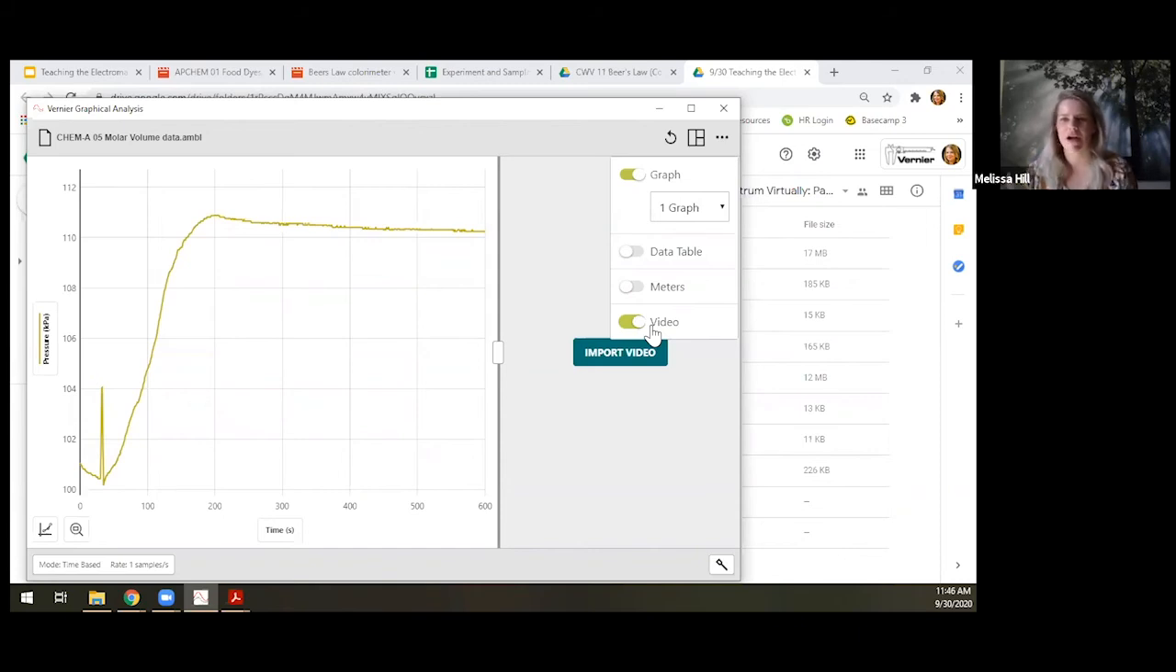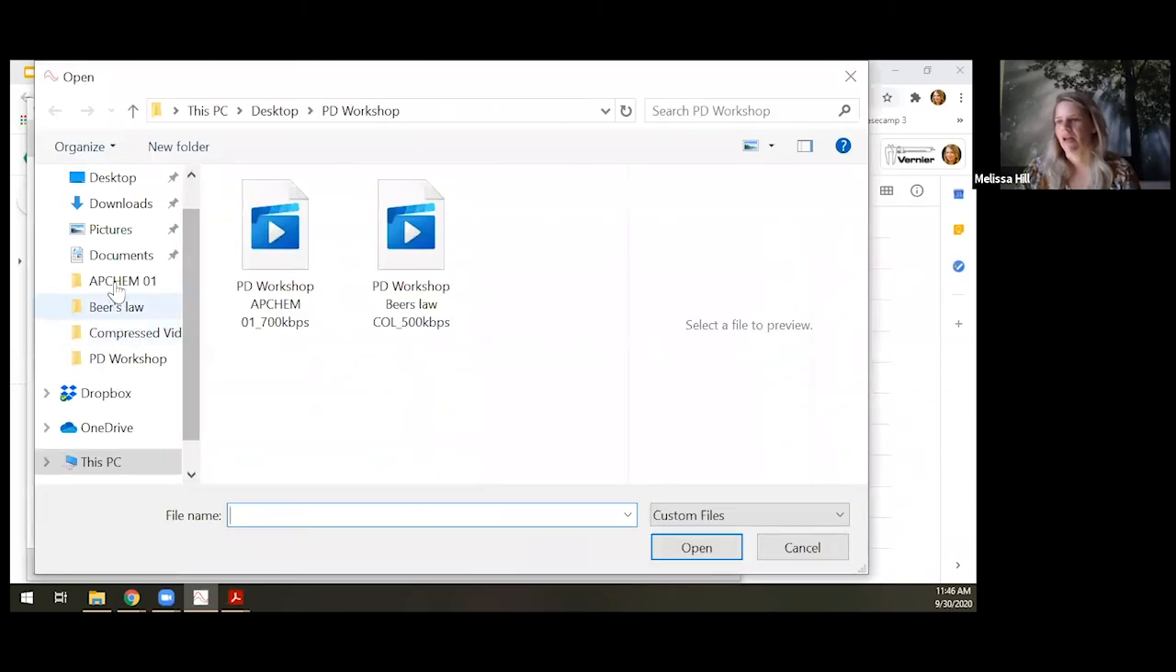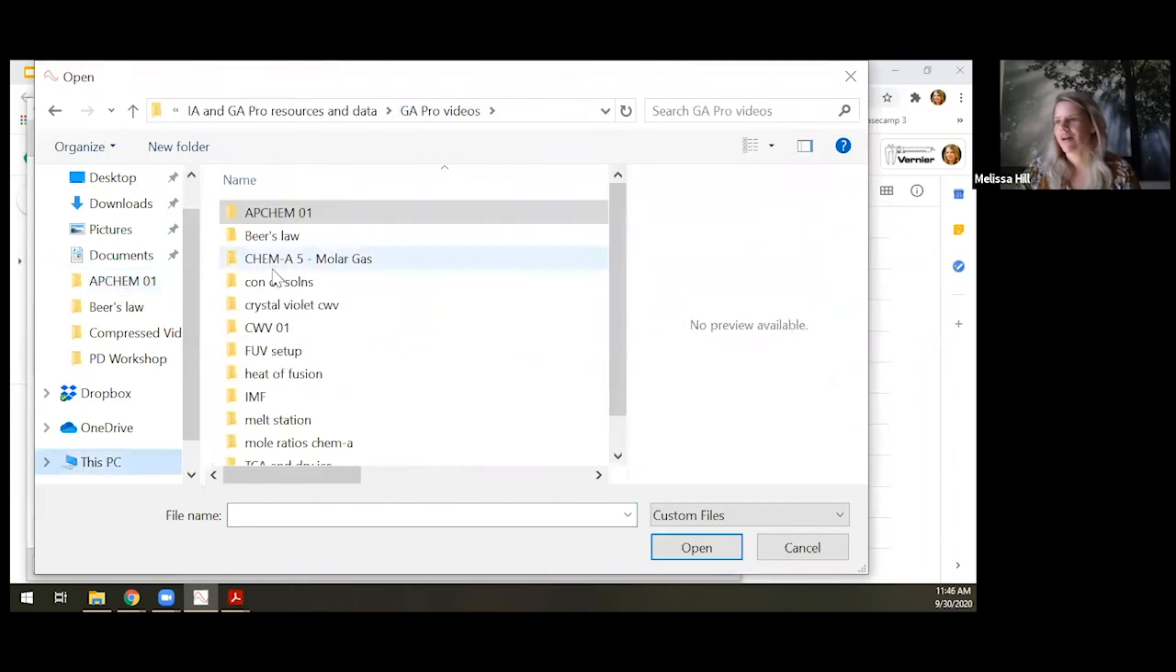It's not like you're going to have to rewrite all your labs or anything like that. The whole format didn't change. We've just added this capability. And then I'm going to click on import video. And now I need to navigate back to find that.